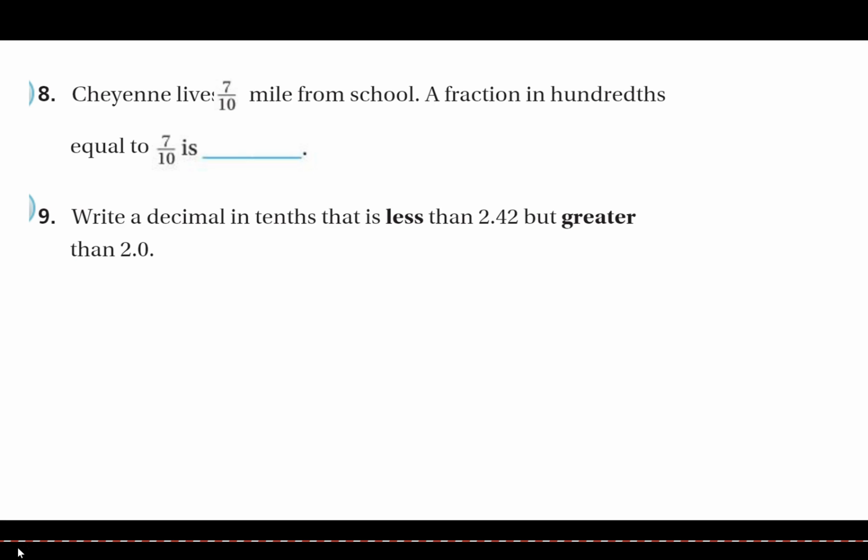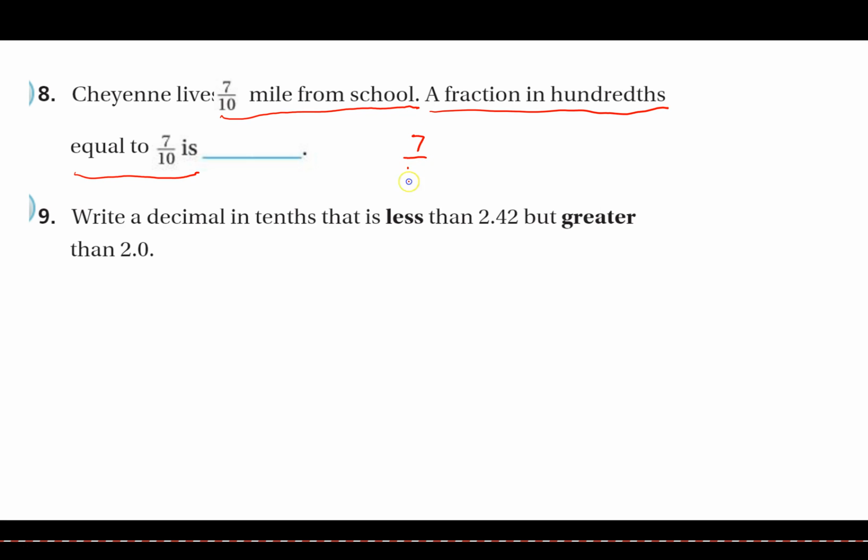We're continuing on. We're on problem number 8 and 9. Let's get started. Cheyenne, and this is a little typo in the book, lives 7/10 of a mile from school. A fraction in hundredths equal to 7/10 is. So really the fact that it's Cheyenne and how far she lives from school isn't really that relevant. What we need to do is make 7/10 into a fraction with a denominator of 100.